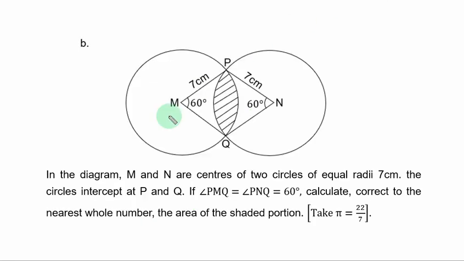Question 10b. In the diagram, M and N are centers of the 2 circles of equal radii 7 cm. The circles intersect at P and Q. If angle PMQ is equal to angle PNQ and is equal to 60 degrees, calculate correct to the nearest whole number the area of the shaded portion.